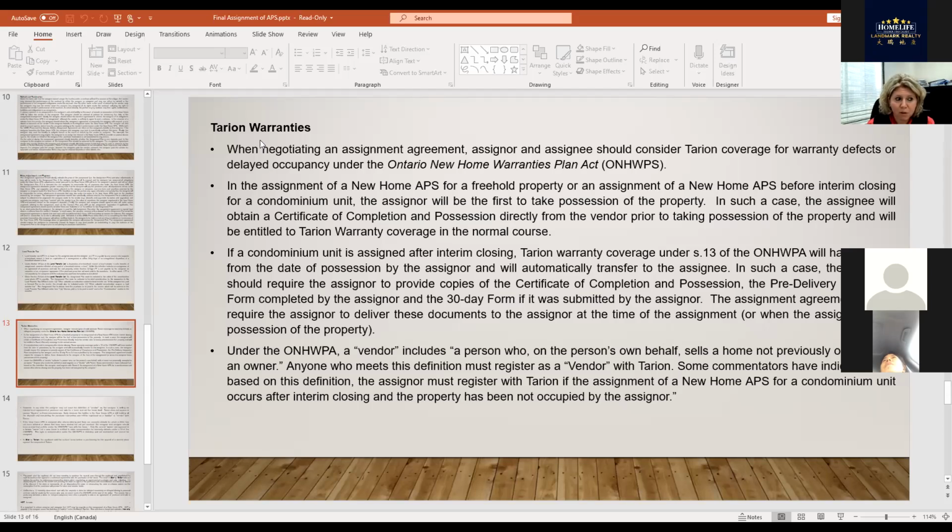Before occupancy, I will get a PDI from the developer. So I will compare what is written in the PDI, what are the deficiencies outstanding, what has been complied with, and then I'm going to report the outstanding ones in the 30-day form.